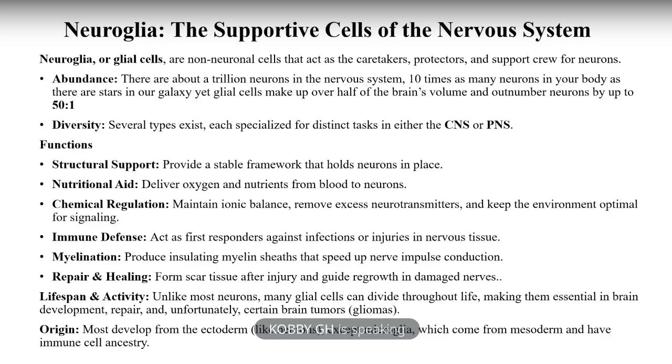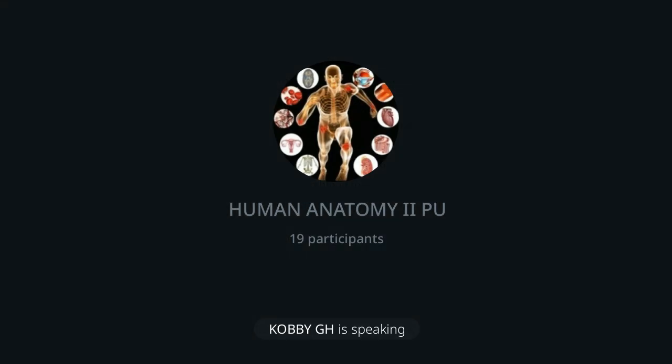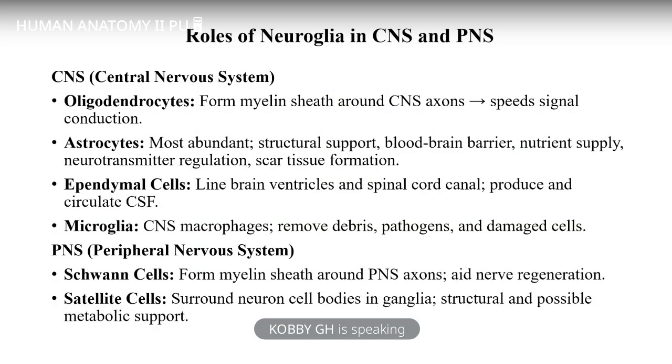We also discussed that we have some glial cells in the central nervous system, and we have some glial cells in the peripheral nervous system. In the central nervous system, the glial cells that we have are the oligodendrocytes, the astrocytes, the ependymal cells, and the microglia cells. And then in the peripheral nervous system, we have two neuroglial cells: the Schwann cells, and then the satellite cells.